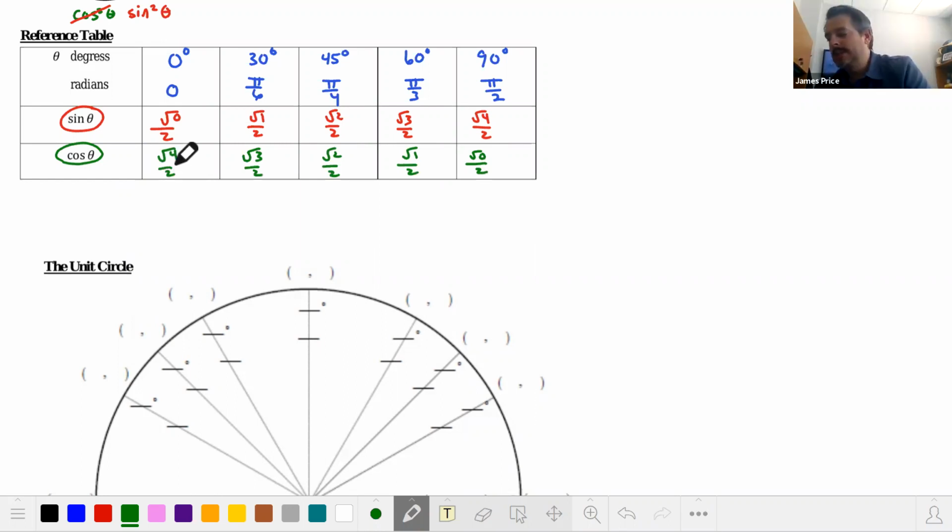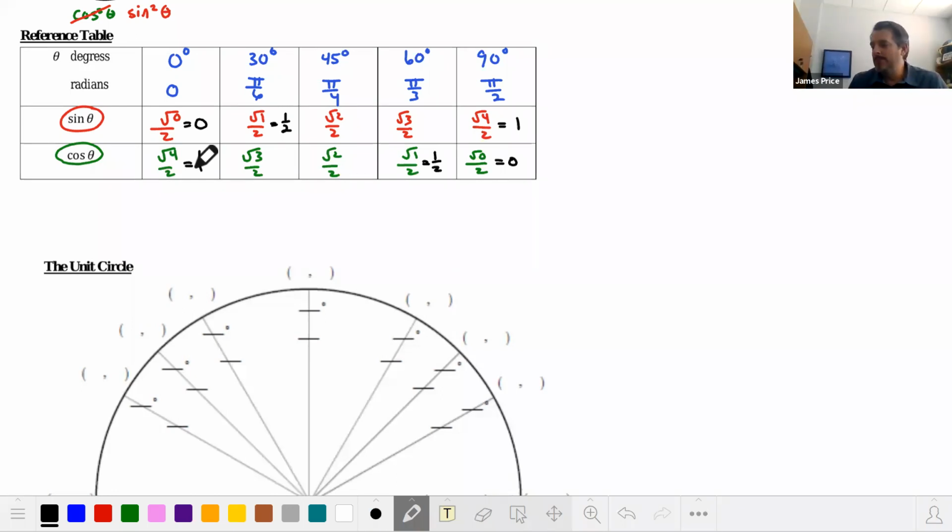And then, of course, these can be simplified a little bit. Square root of 0 is 0. 0 divided by 2 is 0. Square root of 1 is 1, so 1 over 2. And square root of 4 is 2, so 2 over 2 is 1. So same thing down here. So you get 0, 1/2, and then 1. So you should simplify those, but that's how you fill out the reference table.